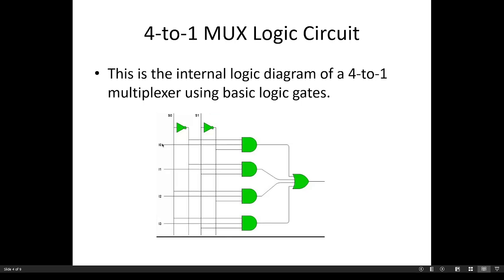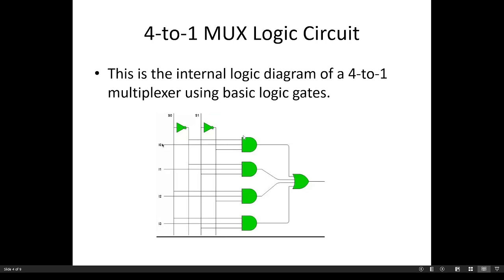This is how the internal logic diagram of a 4 to 1 multiplexer looks using basic logic gates. So, explaining how the circuit works: the NOT gate inverts the select lines S0 and S1.